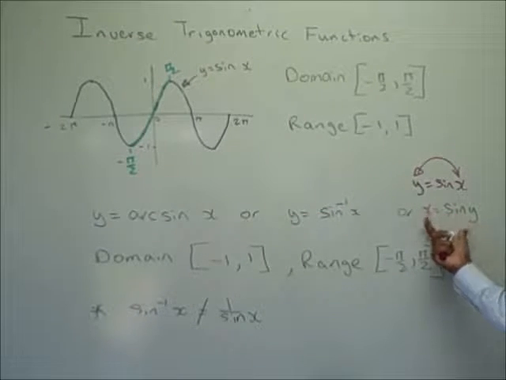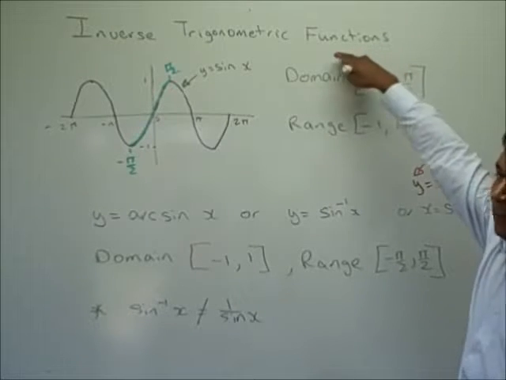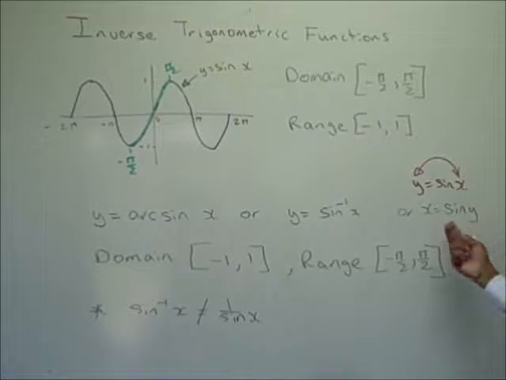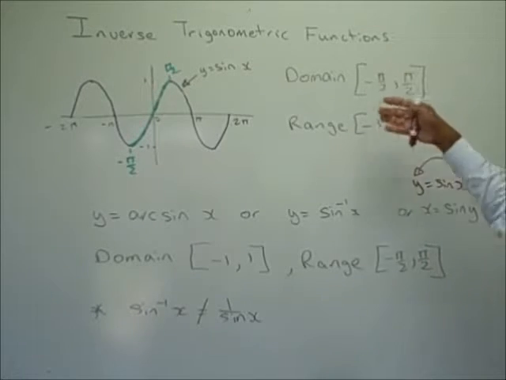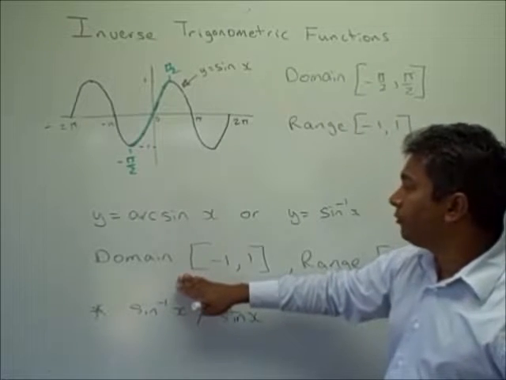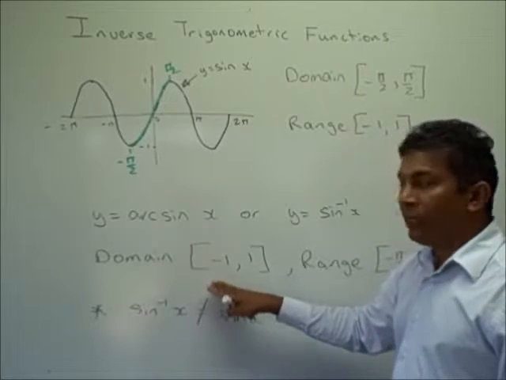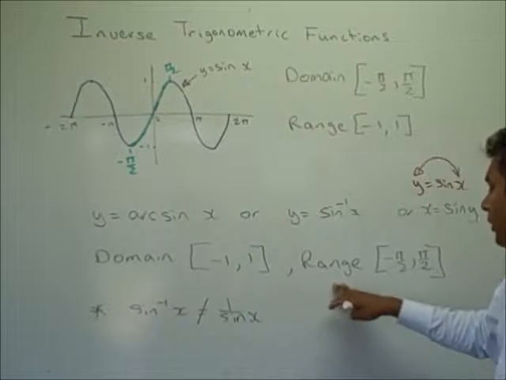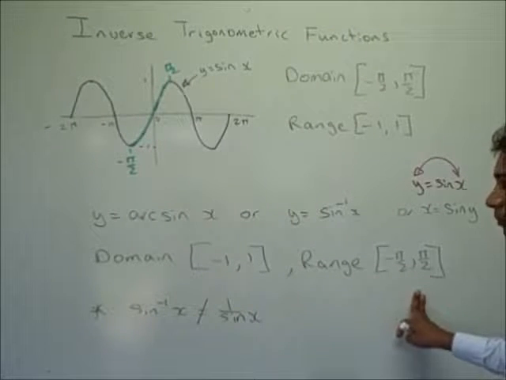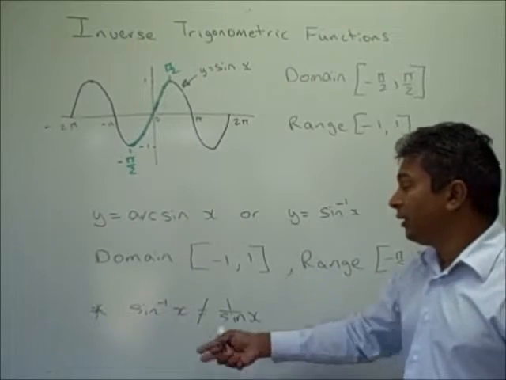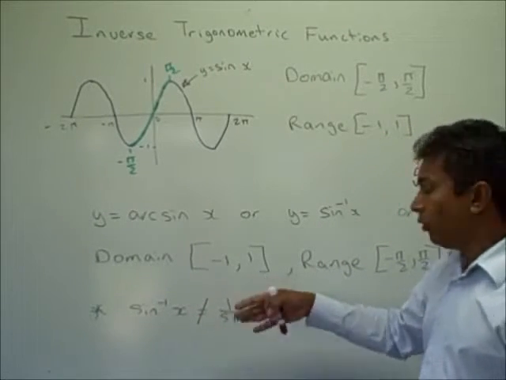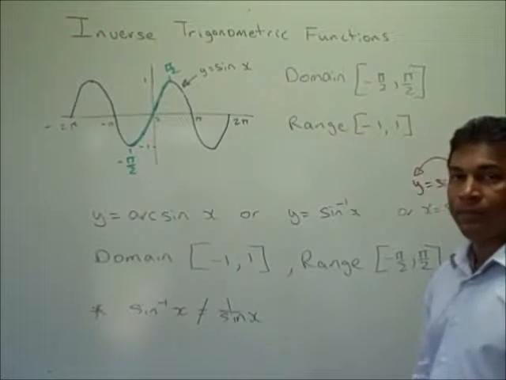Because we're interchanging the x and y, and our domain and range is our x and y value, when we interchange these, we also interchange the domain and range. So the domain for our inverse sine function would be negative 1 to 1, and our range would be negative pi over 2 to pi over 2. Please note that the inverse sine function of x is not equal to 1 over sine of x.